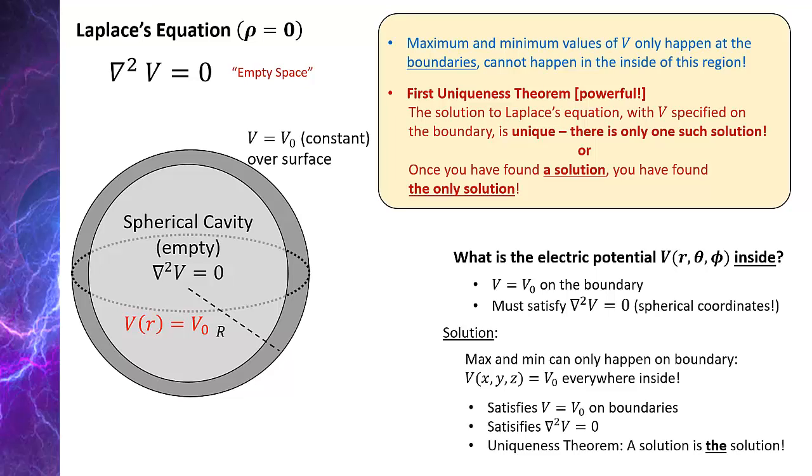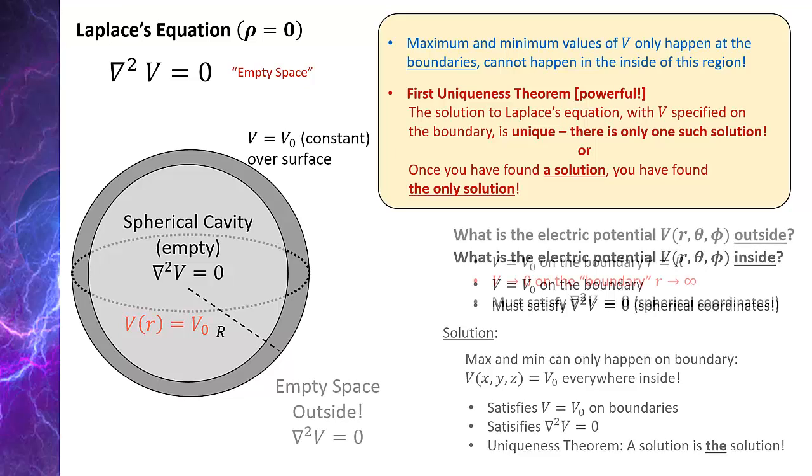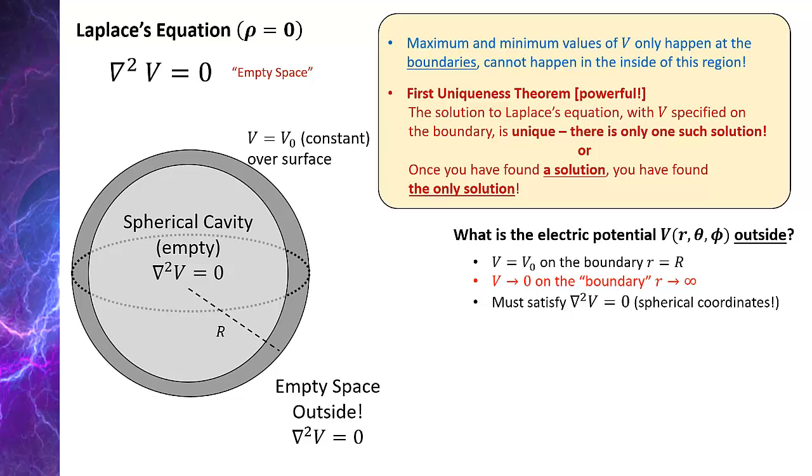It satisfies Laplace's equation. The Laplacian of a constant is indeed 0, even in spherical coordinates with those weird derivatives that we have to take. And so by the uniqueness theorem, it is the solution. Let's look at one more example where we get something maybe that's a little bit non-trivial. We looked at the inside of the spherical cavity. Let's look at the electric potential outside of the spherical cavity.